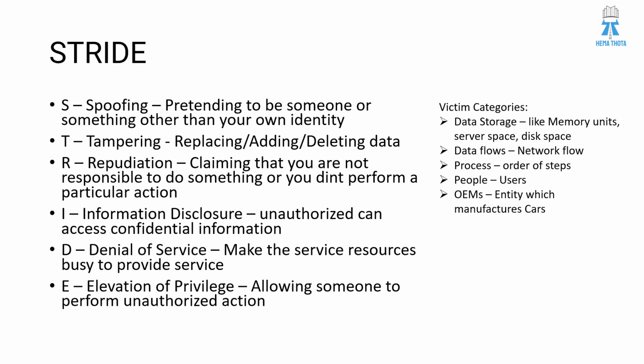And the second category is tampering. Tampering is nothing but altering something in data or on a storage location, like your hard disk, your server space, your network, your memory. Here we have seen data storage, like your memory unit, server space, disk space. So generally the example is like you have a Word file.